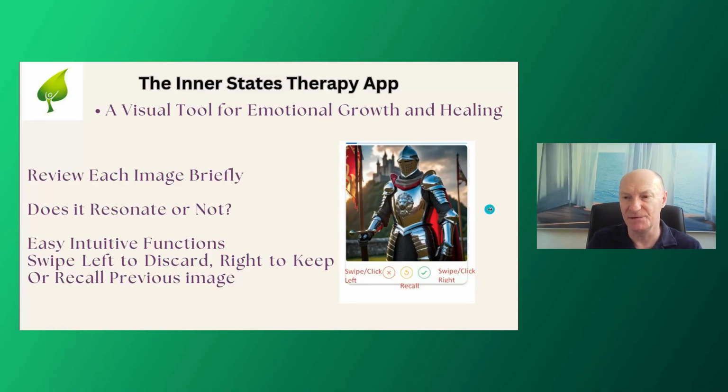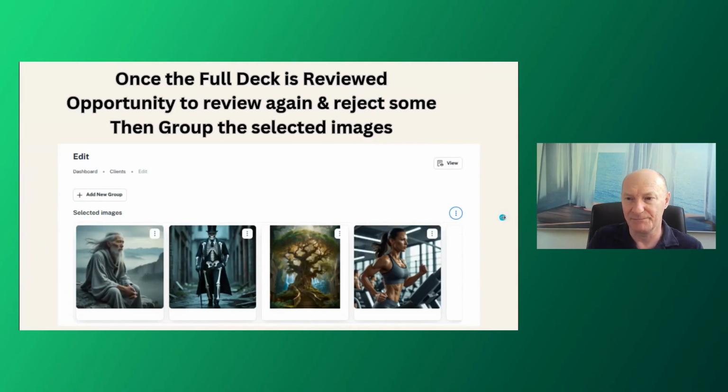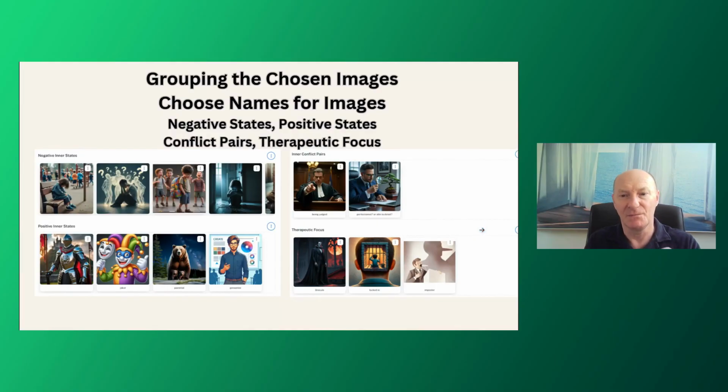So it's easy to move through over 100 images in a short space of time, where you then end up with a final group. And once the full deck has been reviewed, you get an opportunity to review and reject some, because, hey, you might have said yes, yes, yes on quite a few, and they don't actually mean so much. So once you get to that point, these are just a selection here of one previous example. And you can then move on to the next stage where you can then put them into groups.